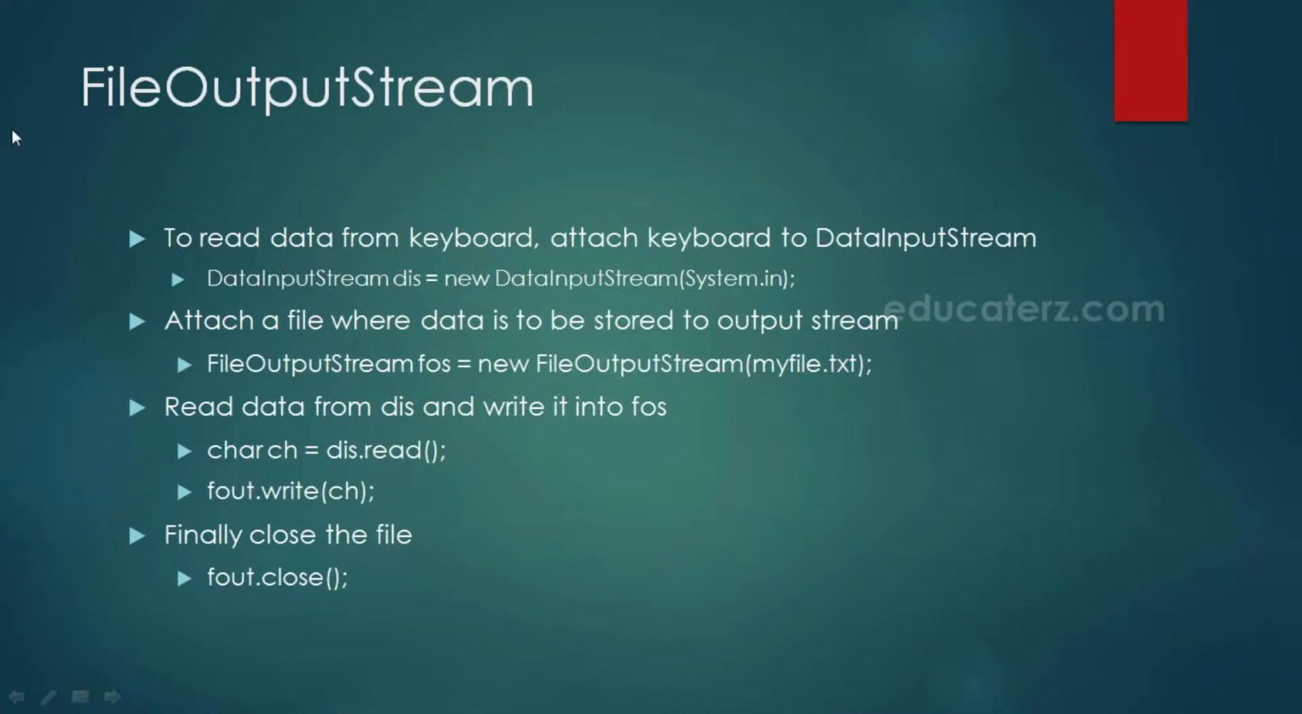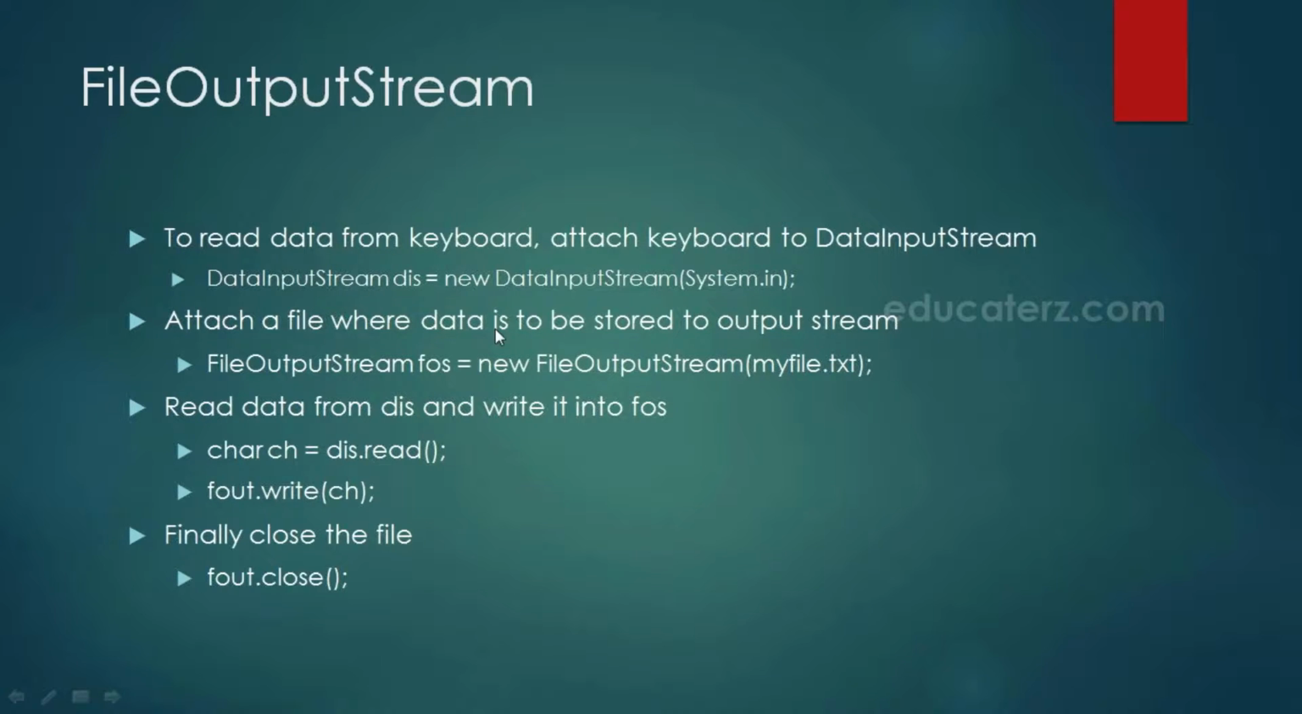So how do we use FileOutputStream? When I say output stream, it is used to send or pass data to a file. So for that we need some data. So let's take that data from the keyboard. To read the data from the keyboard, we need to attach keyboard to the DataInputStream class as something like this: DataInputStream dis equals new DataInputStream and System.in, which represents the keyboard.